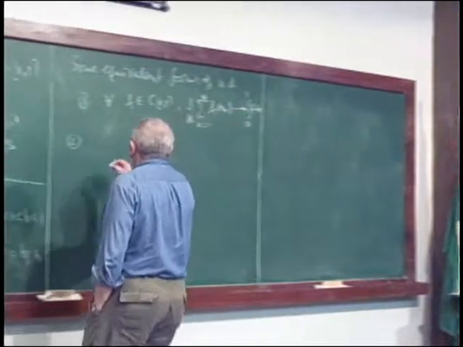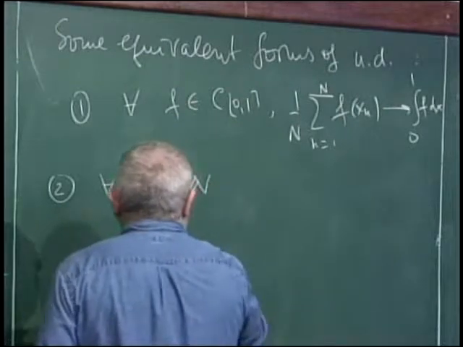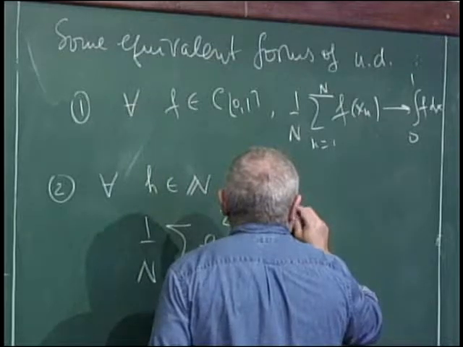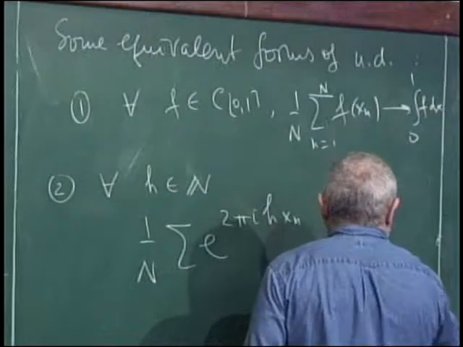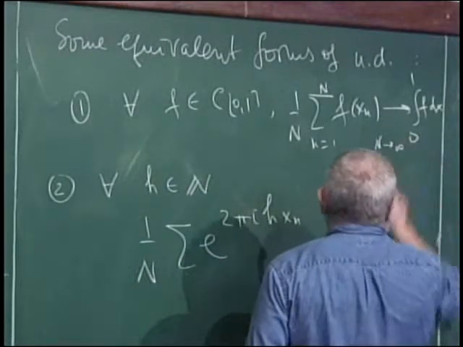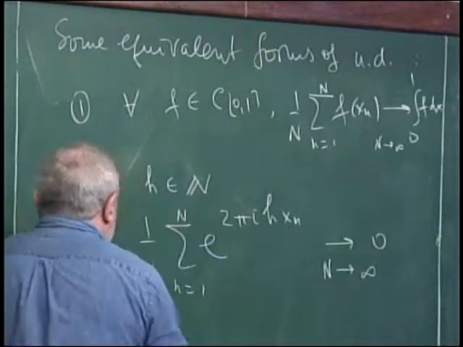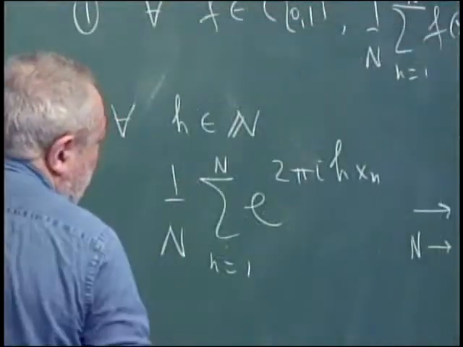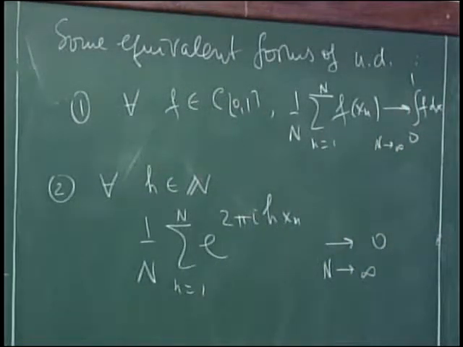Okay, and to see that, let me write one more. For any h in the integers, 1 over n sum of e to the 2 pi i h x_n converges to 0. And this is sometimes called the Weyl criterion. What is so good about this Weyl criterion is that you have to check only countably many functions. These are exponents.